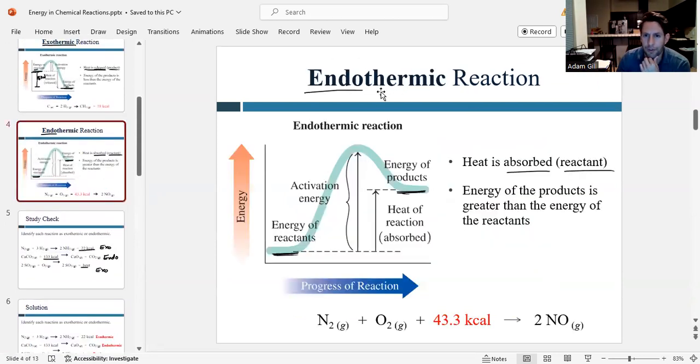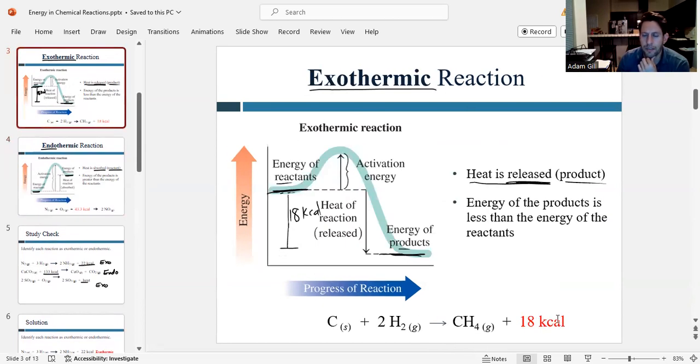An endothermic reaction is one that requires energy. Exothermic is a reaction that gives off energy.